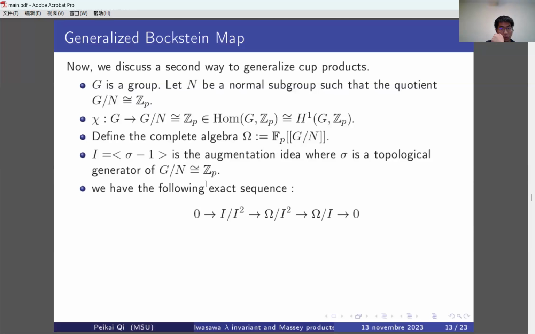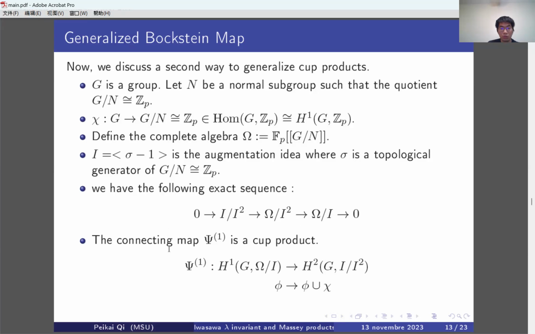Everything is just a module, so we can form an exact sequence 0 to I/I² to Ω/I² to Ω/I. When we have a short exact sequence and G acts on these modules, we can form a long exact sequence. The connecting map from H^1 to H^2 is the cup product. This is a fact: when you have this exact sequence, the connecting map is the cup product.